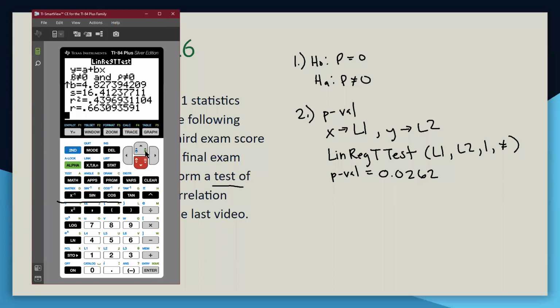So you can, if you know that ultimately you need to do a LinRegTTest, you can put your data in list 1 and list 2 and go straight to LinRegTTest, and it'll find everything you need in one go. So that is an option if you know you're going to have to do this whole process from start to finish.